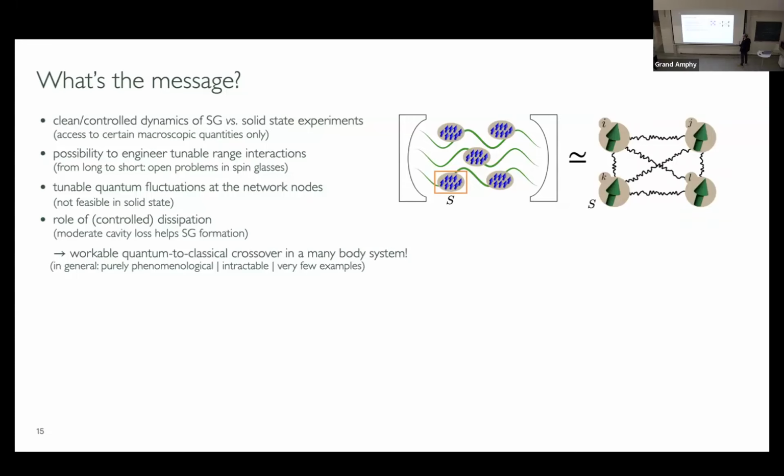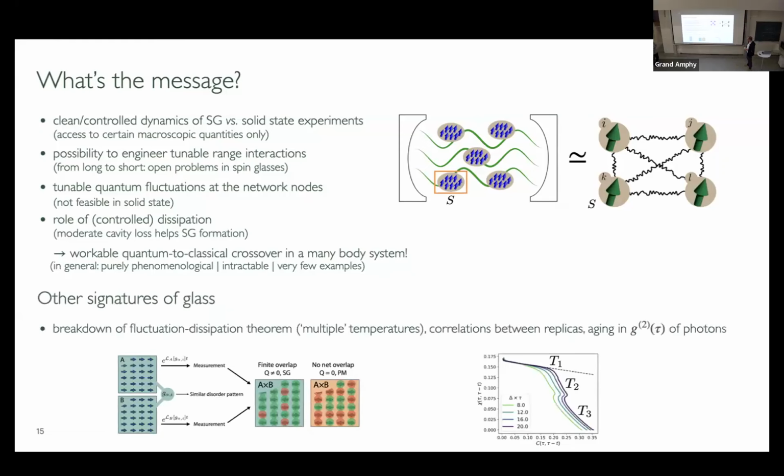And there is the item of tunable fluctuations and the role of dissipation to cool down and form the spin glass that's still there. And for me, from the fundamental point of view, this is one of the few cases that I know where you can work out concretely this quantum to classical crossover. And so with that, I am done. There are other signatures. I leave them here for your questions or for further discussions. Thank you.